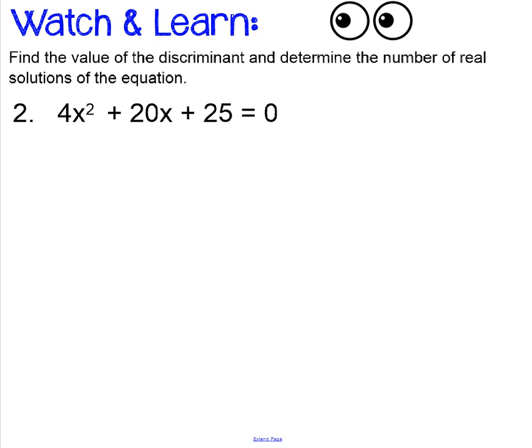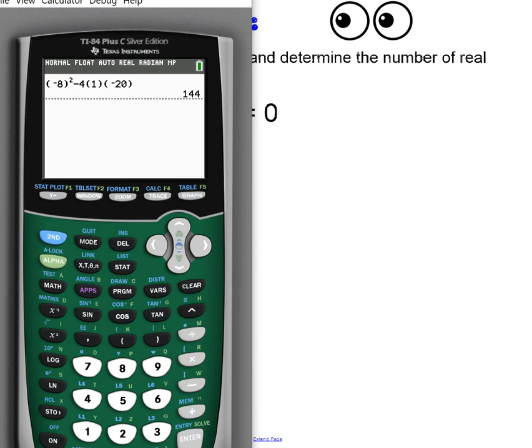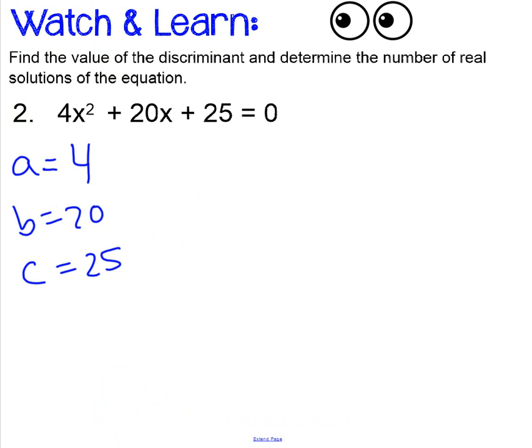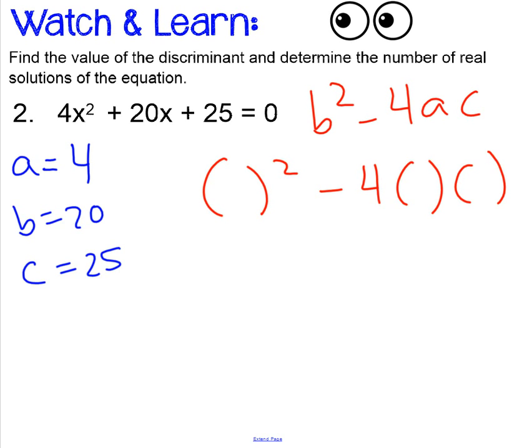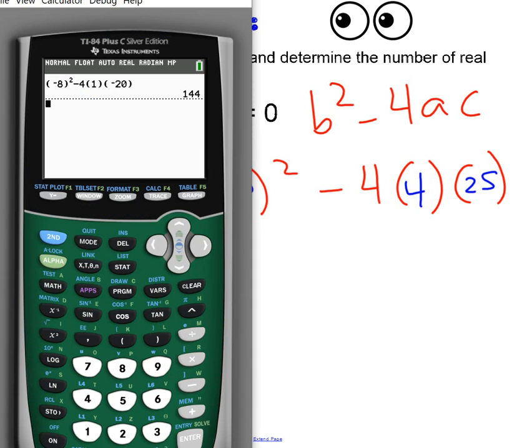All right, let's try this one last time. A is 4, B is 20, and C is 25. Actually, before I get my calculator, let's do our skeleton. Discriminant is b squared minus 4ac. Parentheses squared minus 4ac. B is 20, A is 4, C is 25. Get your calculator out. 20 squared minus 4 times 4 times 25. Double check it.